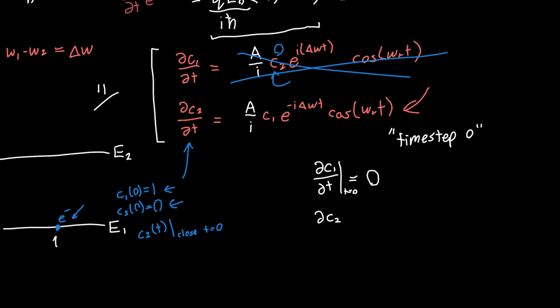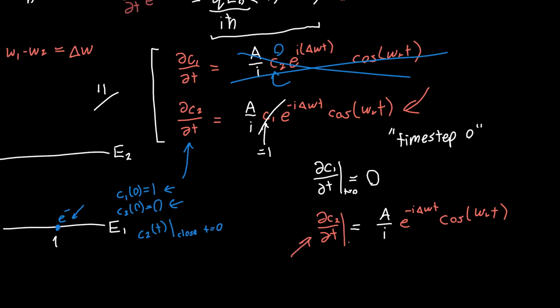And similarly, if we plug in C1 is equal to 1 here, this C1 just goes away, and we've got a differential equation in terms of C2. Let me rewrite this in red. So dC2 dt is equal to A over i e to the minus i delta omega t times cosine of omega_L t. So C2 is in fact changing with time, even at t equal to 0.